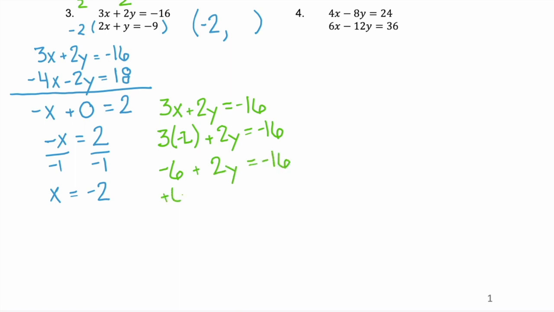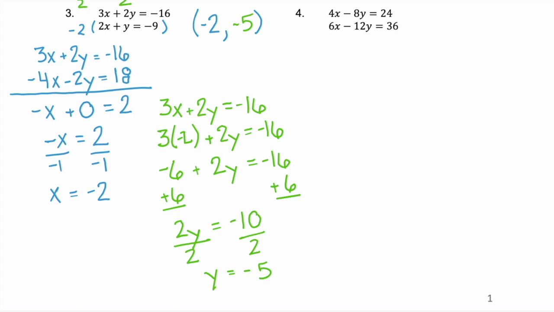So we add 6 to both sides because we need to isolate that y. And we're left with 2y equals -10. And then we can divide by 2. So y equals -5. So our solution here is (-2, -5).